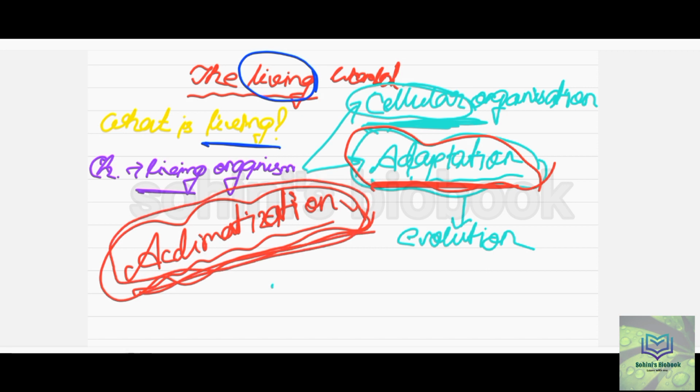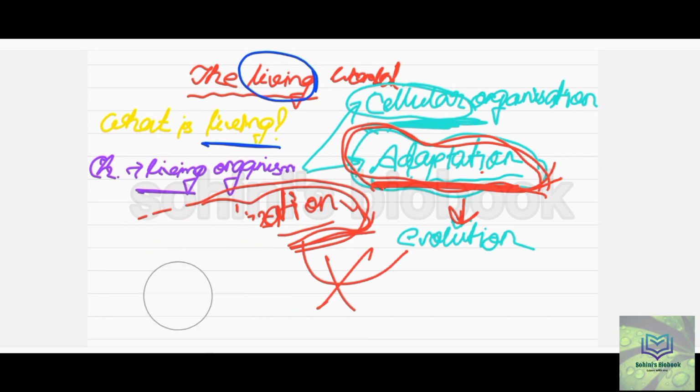You are trying to acclimatize to the environment, but you are not permanently adapted to it. Your genetic combination has not mutated or changed in any way. That is adaptation. If the genetic combination of a living thing is permanently changed and carried forward generation after generation, then it is called adaptation. That's why adaptation leads to evolution. Acclimatization does not lead to evolution, but adaptation does. So this is the basic difference between acclimatization and adaptation. So adaptation is a characteristic of living things.